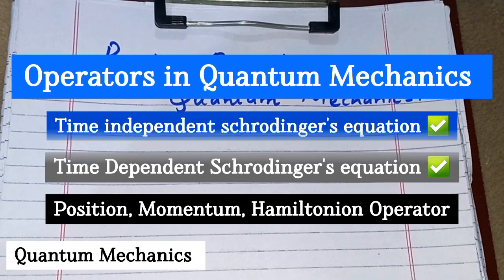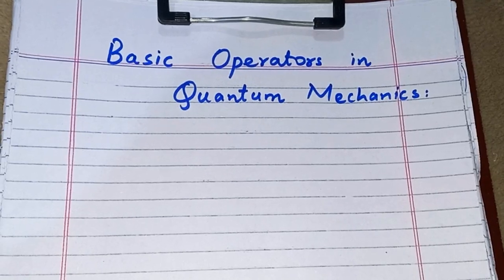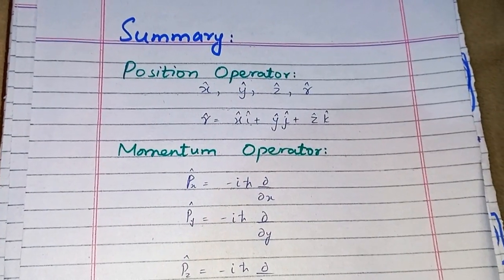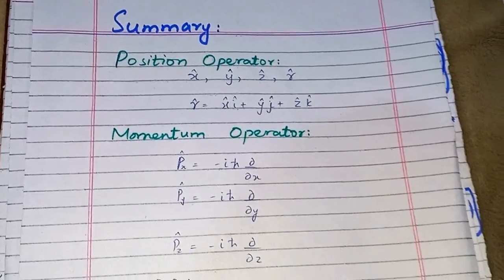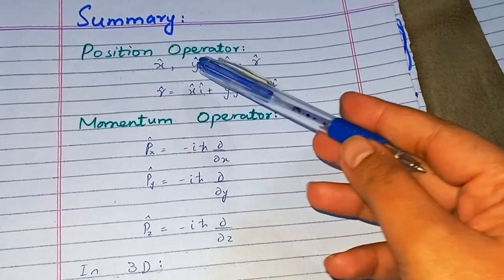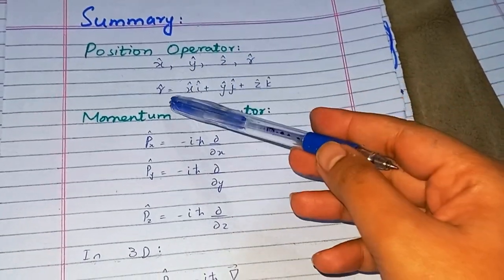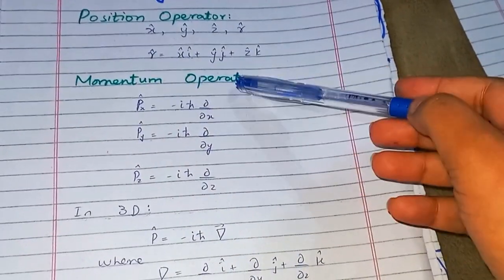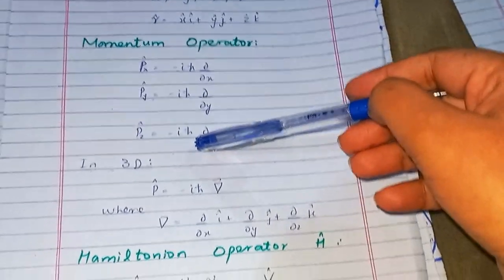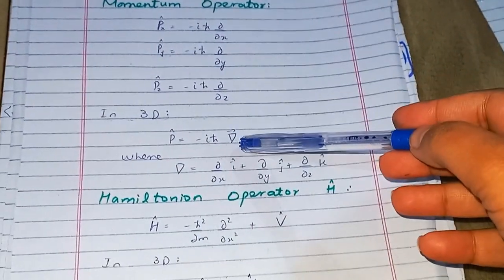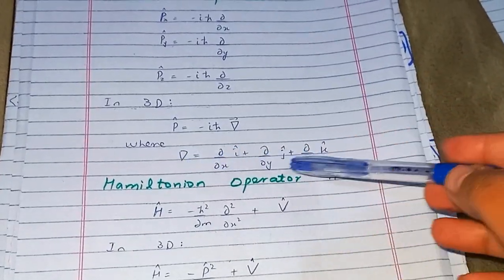In this video, we'll be talking about operators in quantum mechanics. We can summarize this whole video. Here we can see the position operators: X operator, Y operator, Z operator, R operator. In 3D, we can write it like that. Momentum operator, X, Y, and Z representation. And then in 3D, we saw that it is equal to this, where del is equal to this.